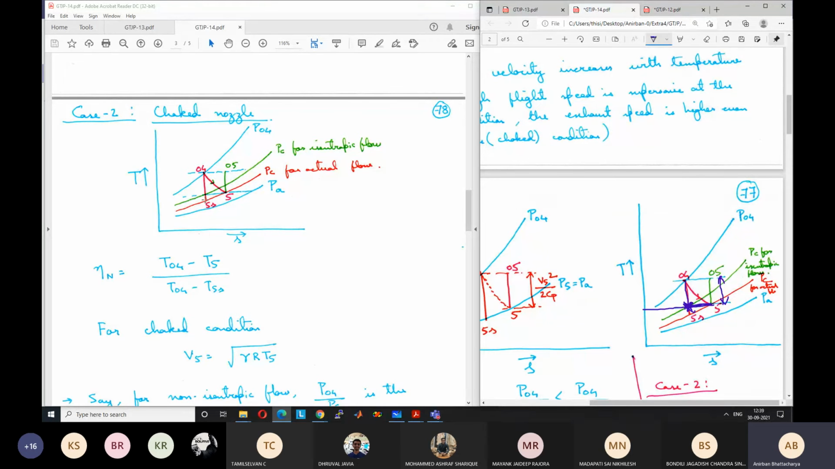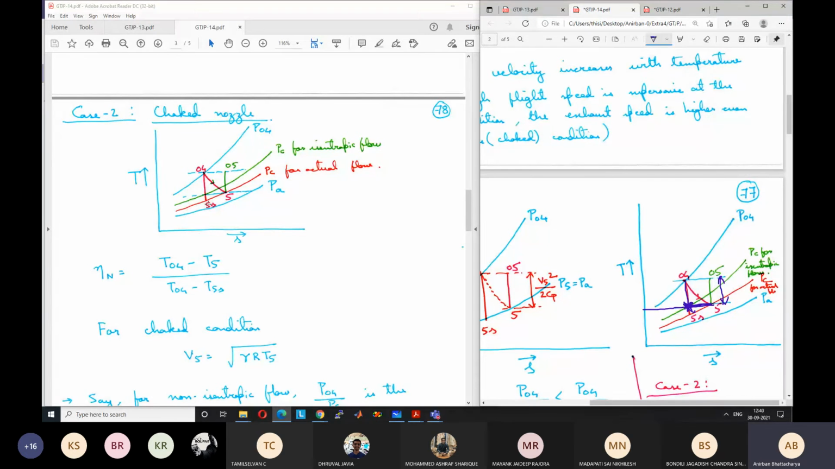But if we could have expanded to this point such that we could have reached the actual critical pressure, at that point, whatever would have been the change in enthalpy, that is the ideal change in enthalpy in the denominator, and the actual change in enthalpy is T04 minus T5. It is very important to note here that this point we could not have achieved. We would have stopped at this higher point only because the nozzle would have got choked at that condition only. But this is like a theoretical point to define the nozzle efficiency.